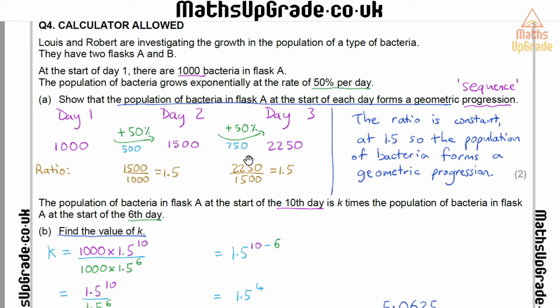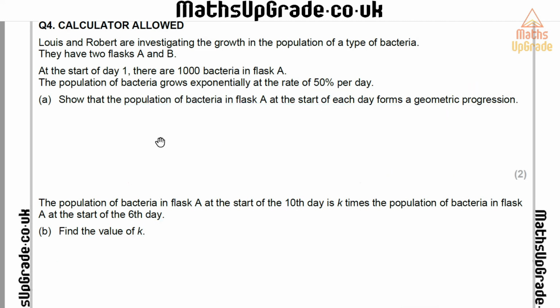Similarly, from day 3 to day 2, 2,250 divided by 1,500, that's 1.5 again. So it's got a constant ratio. Right? So I'm just writing a sentence here. Since the ratio is constant at 1.5, the population forms a geometric progression. And that's 2 marks there.